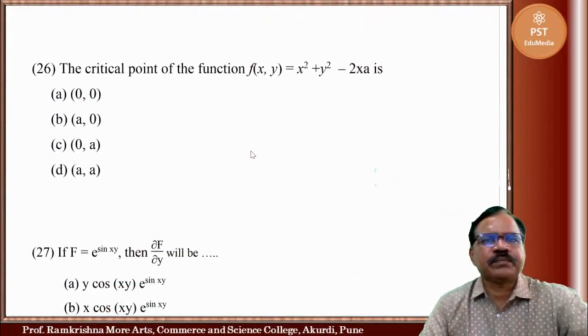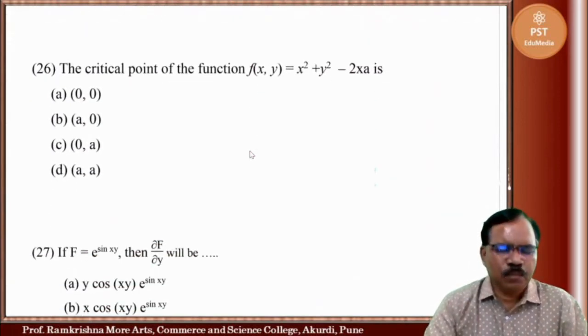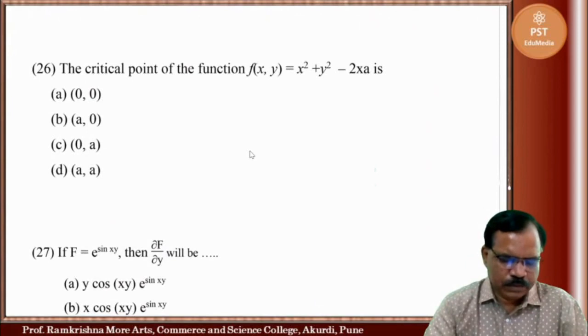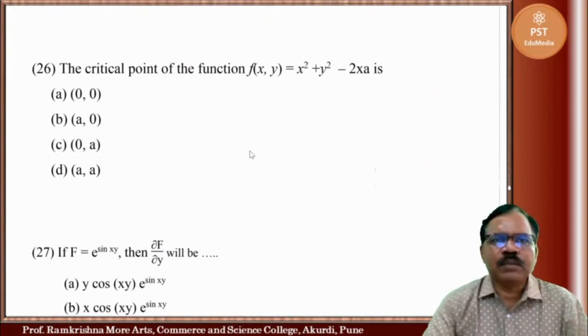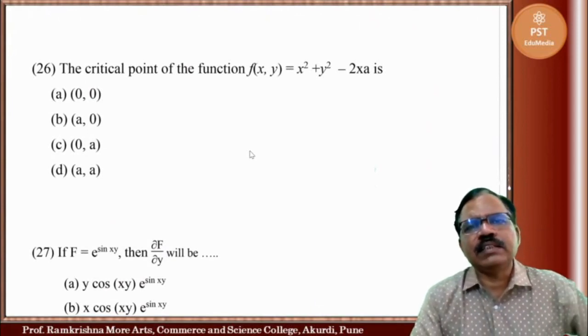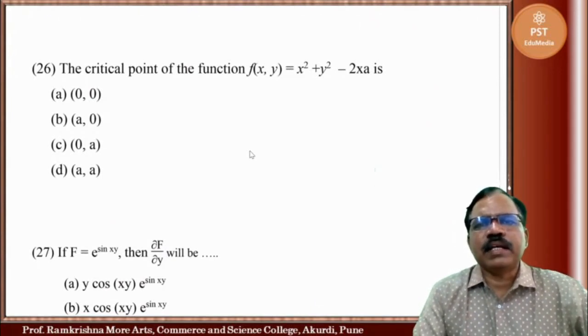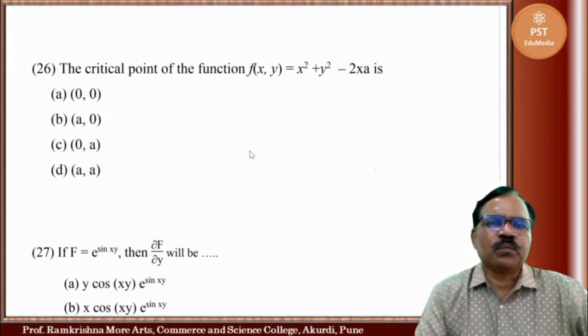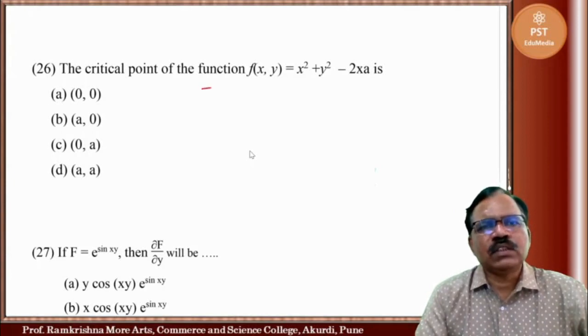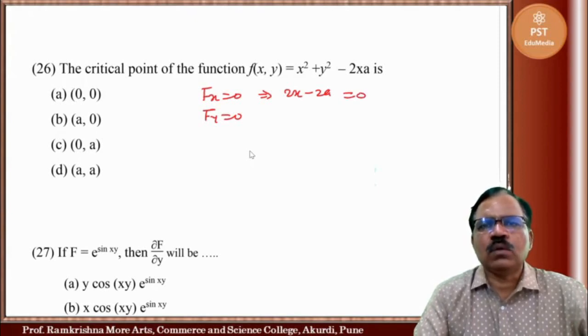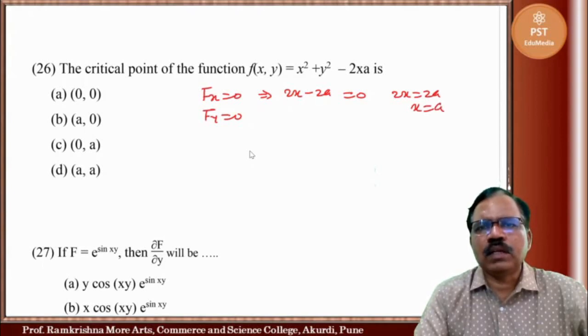Now next one, the critical point of the function f of x, y is equal to x square plus y square minus 2ax. We get a critical point when fx is equal to 0 and fy is equal to 0. So fx is 2x minus 2a, and that is equal to 0. This gives you 2x is equal to 2a, or x is equal to a.